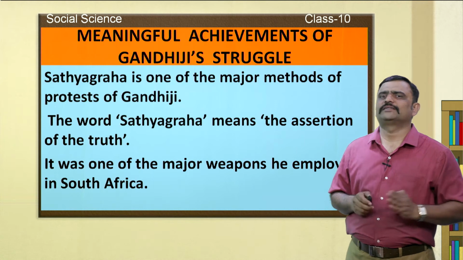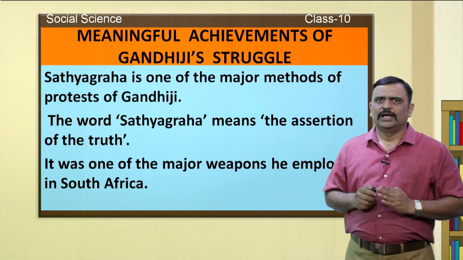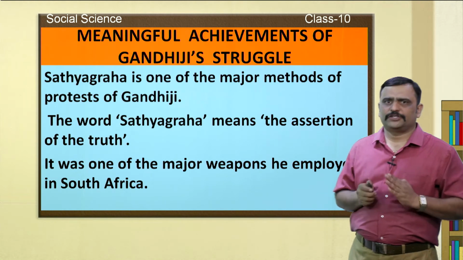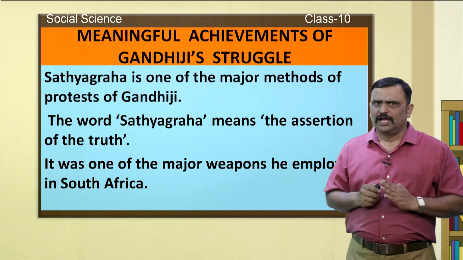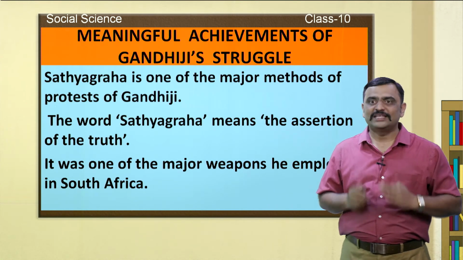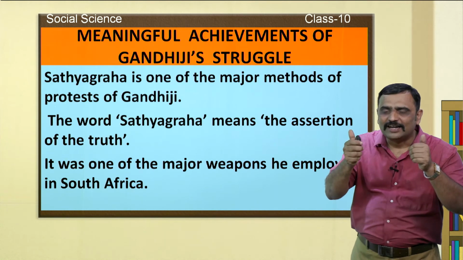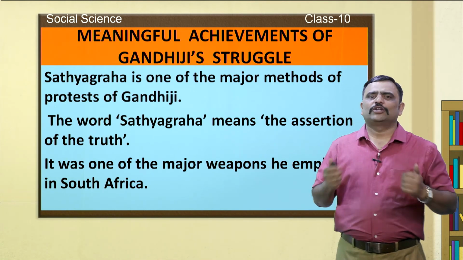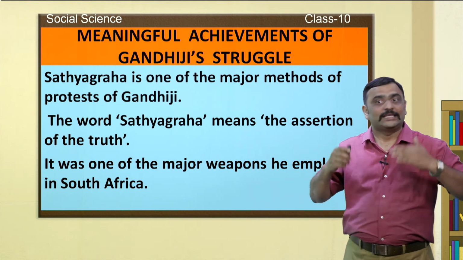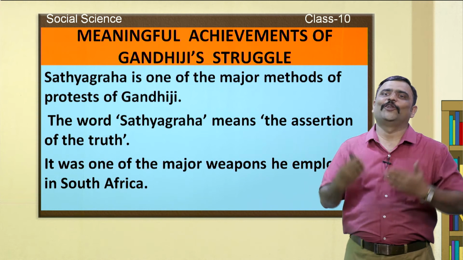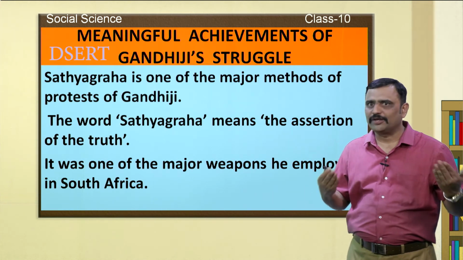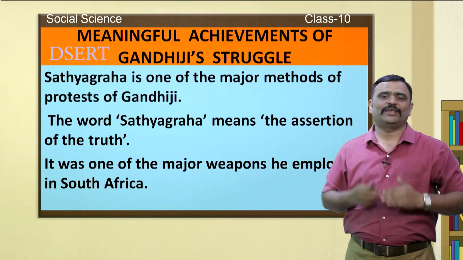Meaningful achievements of Gandhiji's struggle. Satyagraha is one of the major methods of protest of Mahatma Gandhiji. The word Satyagraha means the assertion of the truth, the strong demand for the truth. It was one of the major weapons which Mahatma Gandhiji employed in South Africa, and he was successful in getting his demands, the demands of his community, fulfilled in South Africa.